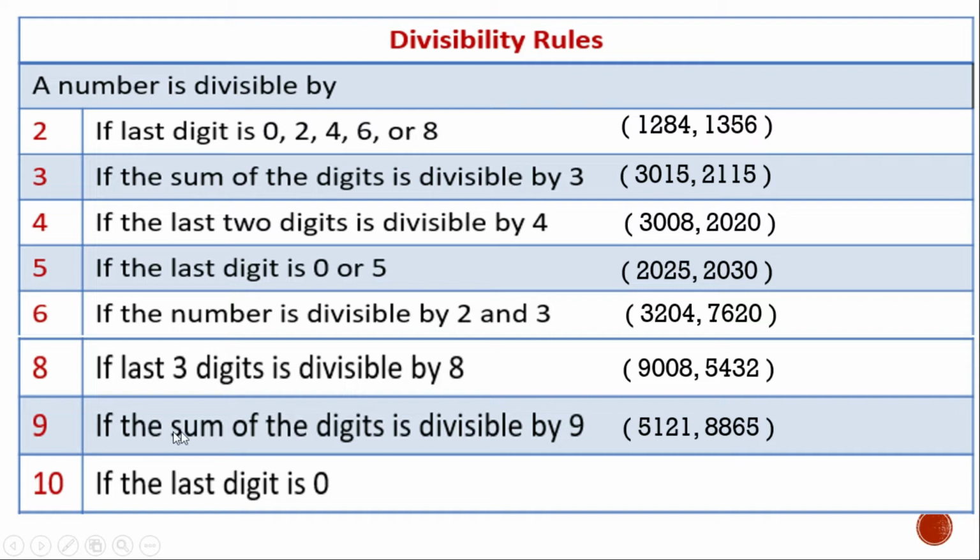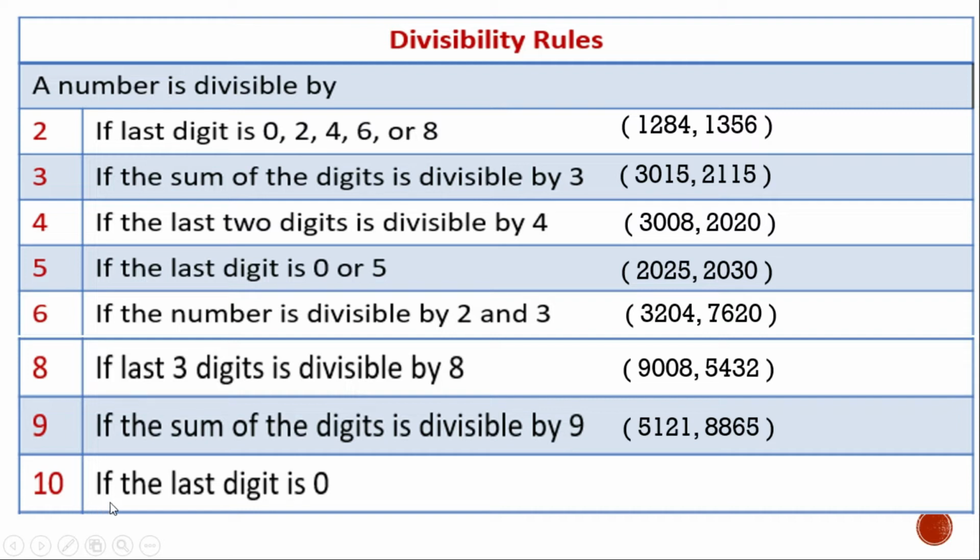Next, the rule for 9. If the sum of the digits is divisible by 9, then the number is divisible by 9. The examples are given here. Same thing: for 3 we took the sum of the digits divisible by 3, here we are going to do it for 9. When you add, you will get 9 here, and for this one it is 27. So 9 and 27 are divisible by 9.